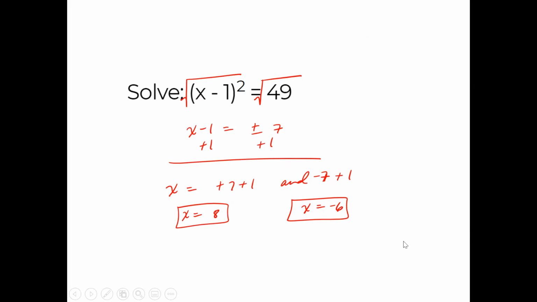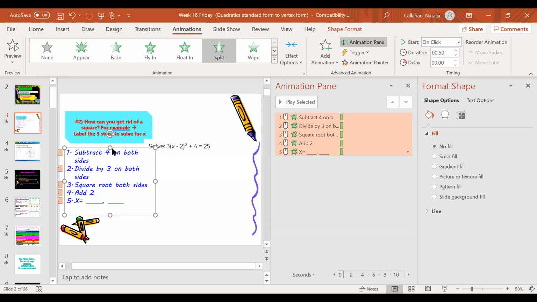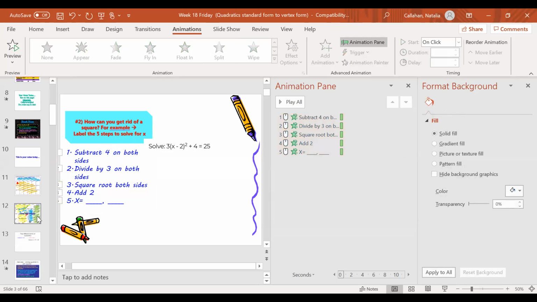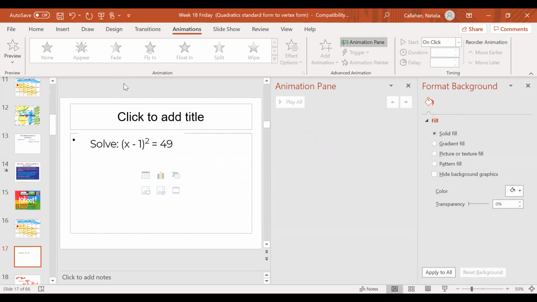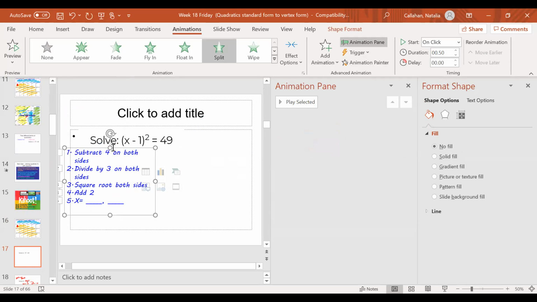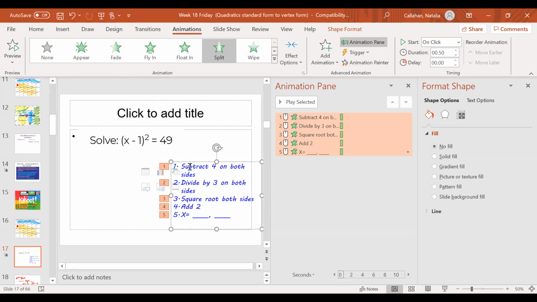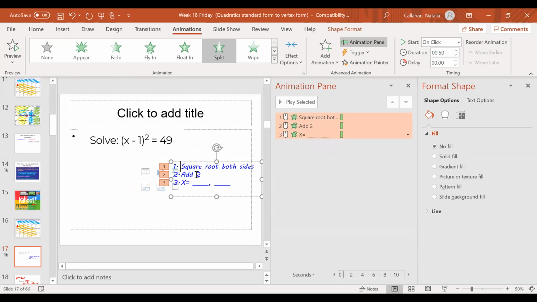Now with that said, let's go ahead and type in the steps. So we have this available for you guys to see visually. Okay, so step number 1, we're going to go ahead and square root both sides. Afterwards, we're going to add 1 on both sides. Keep in mind you have two answers, and they're going to be x equals the first one and x equals the second one.